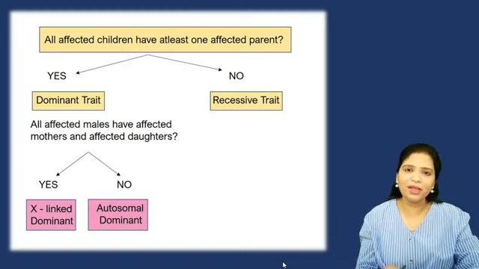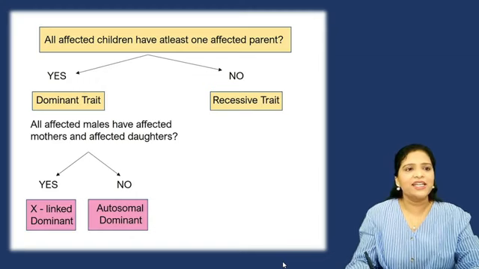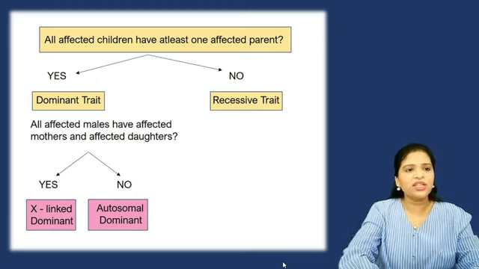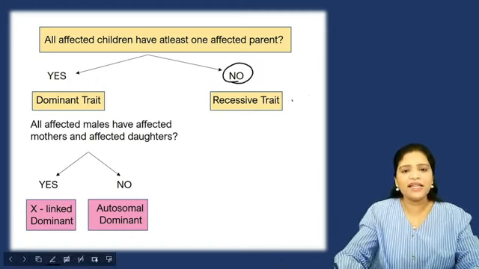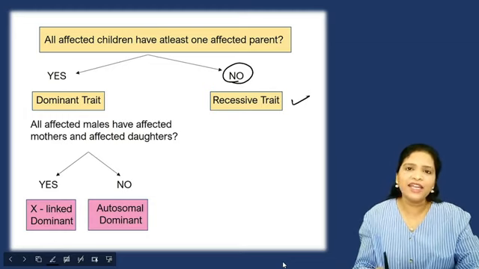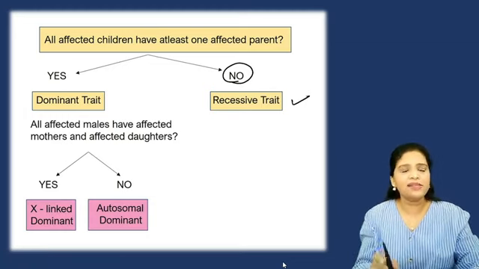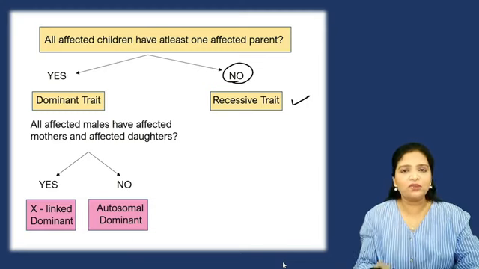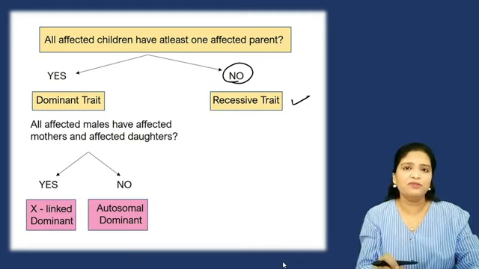Fine. Okay, now the second category. In the first question, if the answer is no, that means the recessive trait is there. Then focus on the females given in the chart, the affected females. Look at only the affected females, not the males.